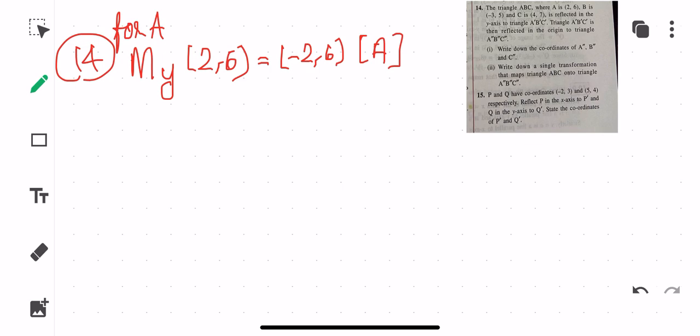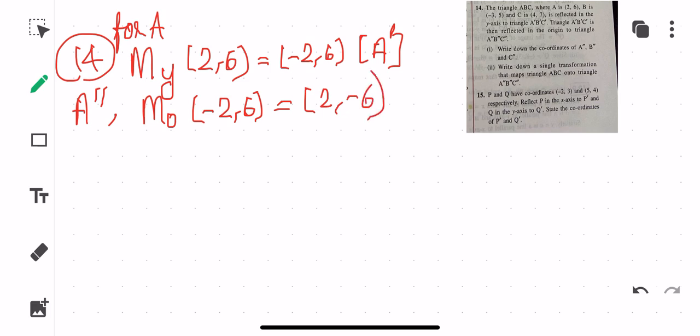And this is going to be my point A dash. Okay, then what I'll be doing, I'll be moving to the next point. No, this is not point A, children, sorry, this is my A dash. And then what I'll be writing for A double dash: it is then reflected in the origin. So you'll be writing reflection along the origin of the point minus 2 comma 6, which will be equal to what, children? This is 2 comma minus 6. Okay, so this is what you are getting for point A.